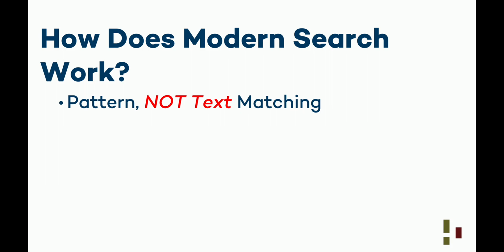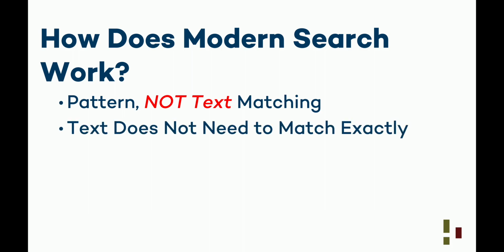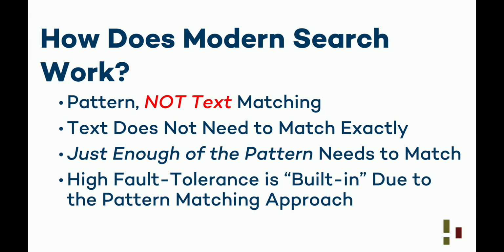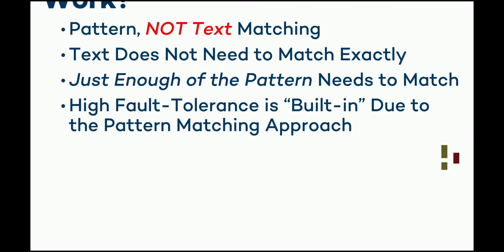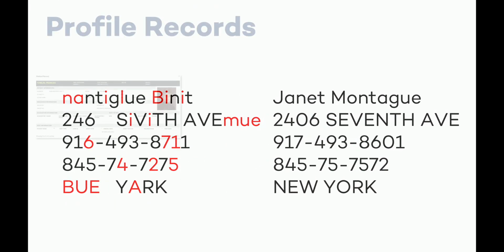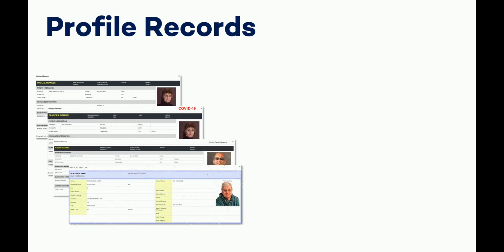Modern search is really about pattern matching, not about text matching. It's very different. With EHR searches, the text has to be exact. But when you're matching patterns, it's got to look similar. And not just in one field, but all the fields. Just enough of the pattern needs to match in order for modern search to work. And that's where the high degree of fault tolerance comes into play. It's built in because of the pattern matching approach. If enough pieces of the pattern match, then we have what we're looking for. And the way this works is really simple in concept.